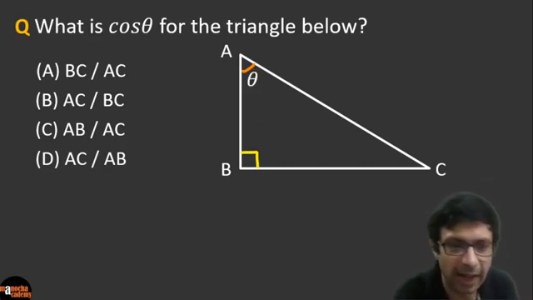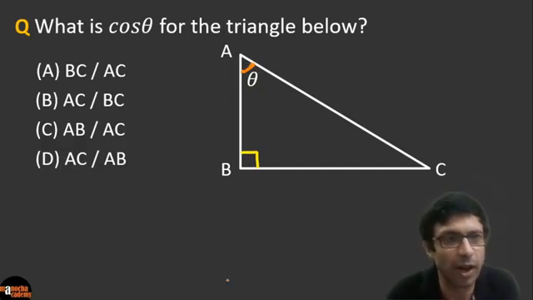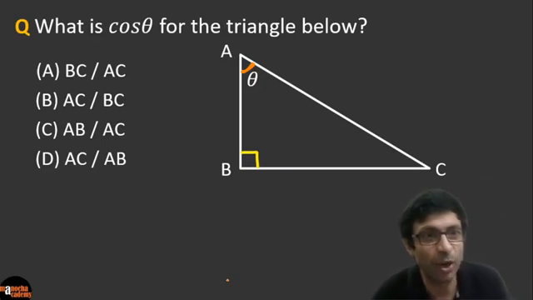Okay, so this is the angle theta here. What is cos theta for the triangle below? So which option? I'm seeing some people saying A, some people saying C. Okay guys, what do you think?